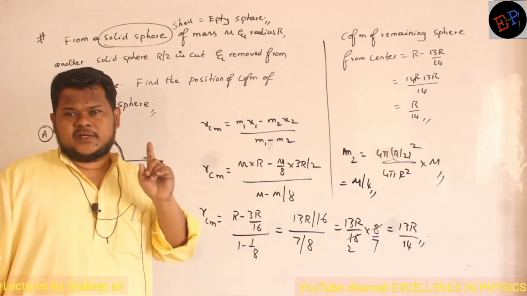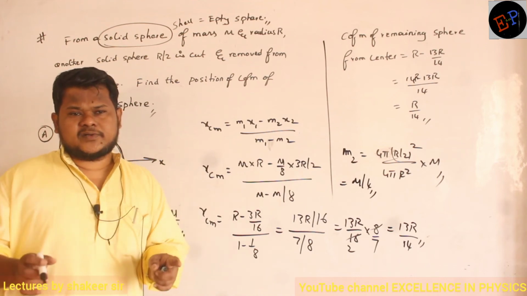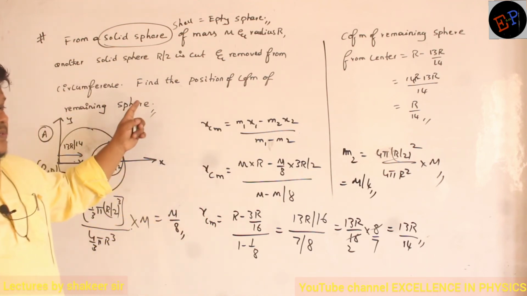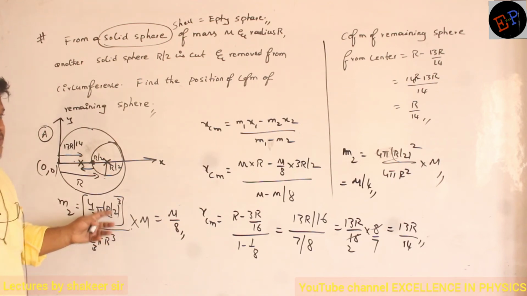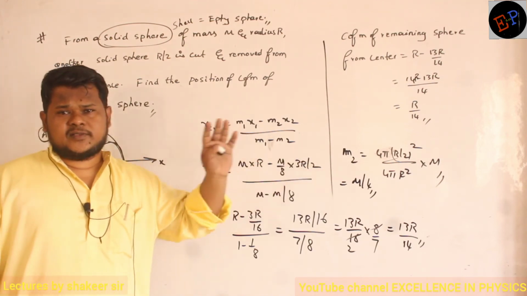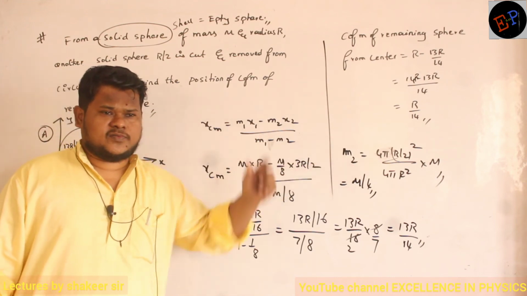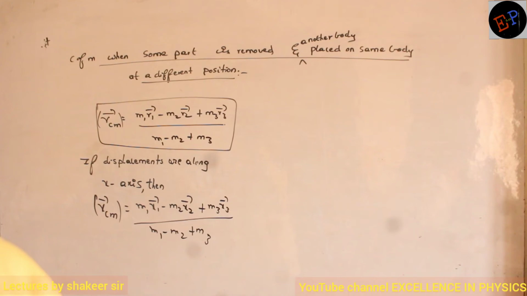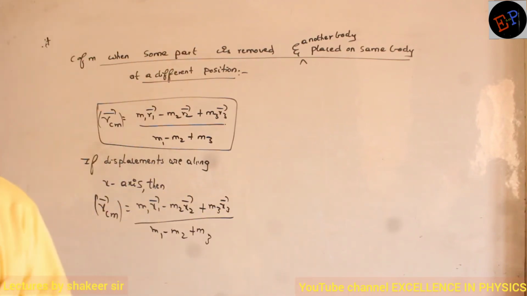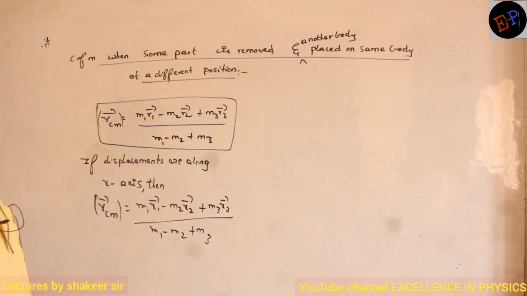Understood now? If it is a disc, then pi r square. If it is a solid sphere, I have to take volume 4 by 3 pi r cube. If it is a shell, then you take the surface area 4 pi r square. Understood now? That's it. Okay? So see the next application.